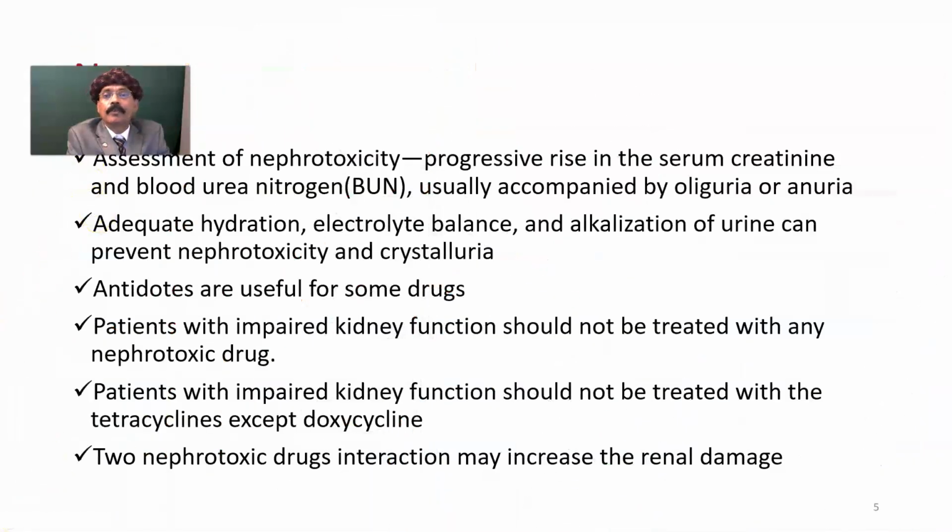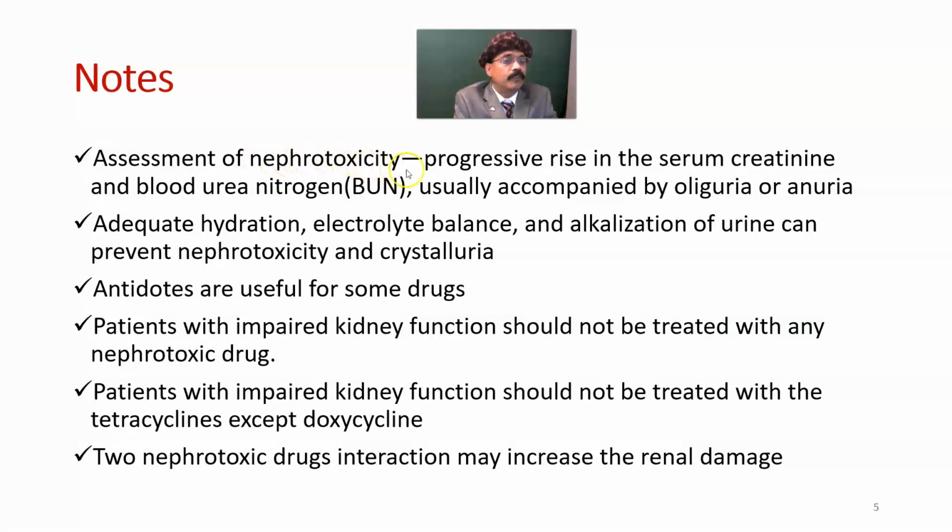So we have some notes here. We assess nephrotoxicity by looking at the serum creatinine level and blood urea nitrogen level. These are associated with oliguria, a decreased amount of urine, and anuria, no urine production. So these are features of nephrotoxicity. Adequate hydration, electrolyte balance, and alkalization of the urine can prevent nephrotoxicity and crystalluria in many cases. Antidotes are useful for some drugs, like in case of acetaminophen, Tylenol or paracetamol, we have the antidote N-acetylcysteine.